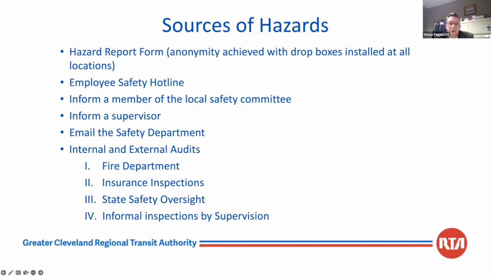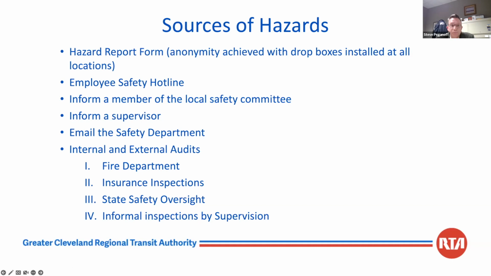Other examples include insurance company inspections, anything done by our state safety oversight partners, or even informal inspections done by supervision, whereby a corrective action couldn't be immediately put in place to resolve the hazard, and it needs to be tracked.